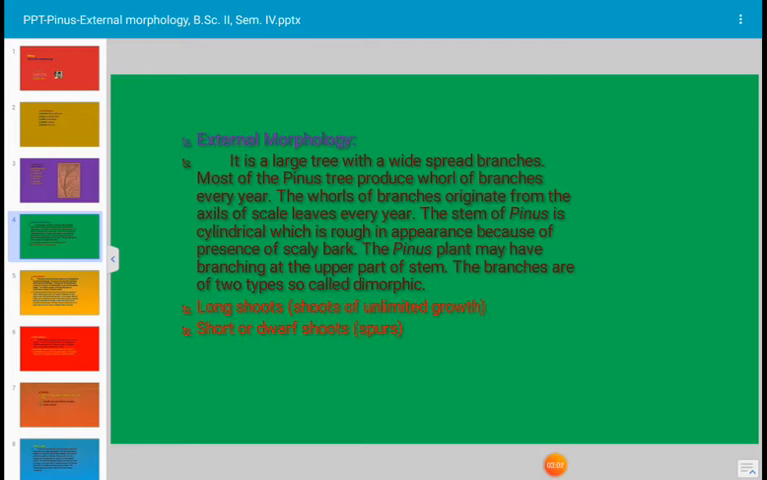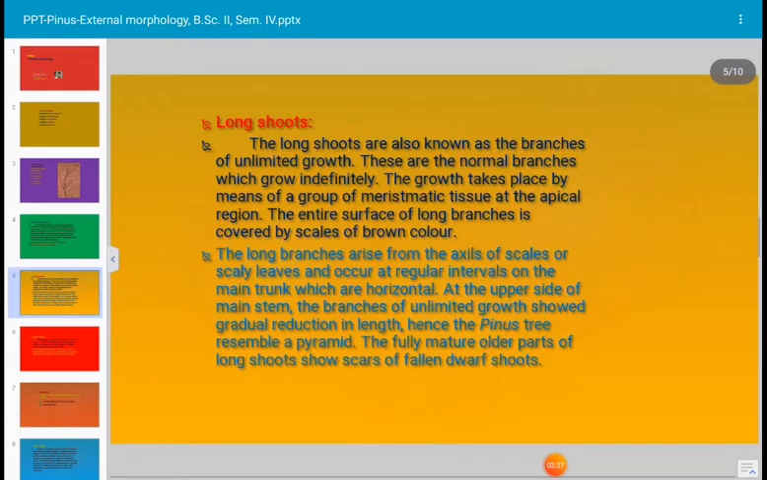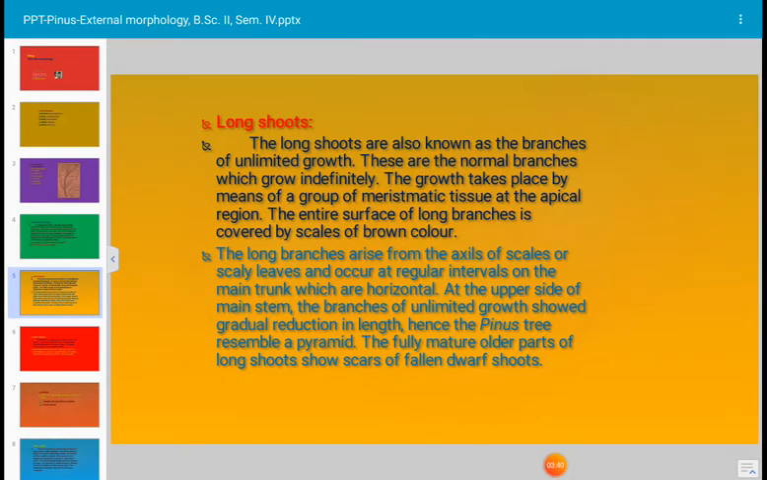The Pinus plant has 2 types of branches. Hence it is also called a dimorphic plant. The 2 types of branches which occur in Pinus are the long shoots and the short shoots. The long shoots are also called shoots of unlimited growth, and the short shoots or dwarf shoots are also called spurs. Let us see the details of long shoots of Pinus.